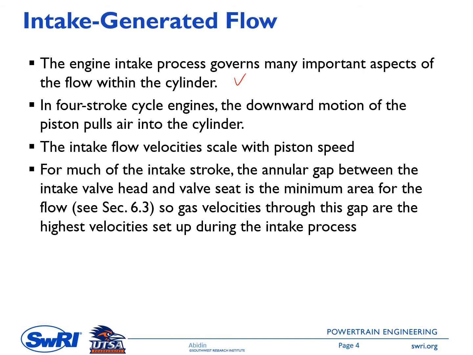In a 4-stroke cycle engine, the downward motion of the piston pulls air into the cylinder. This is clear because as the piston moves down toward bottom center, the chamber volume increases and thus the pressure decreases. As the pressure decreases and falls below the manifold pressure, the fresh mixture enters the cylinder. The intake flow velocity is usually scaled with the piston speed, and this is for 4-stroke engines.